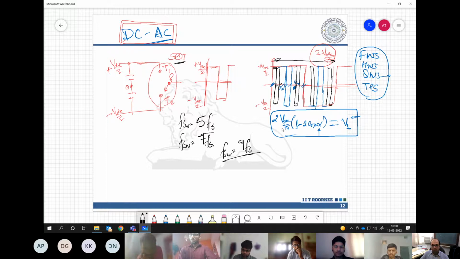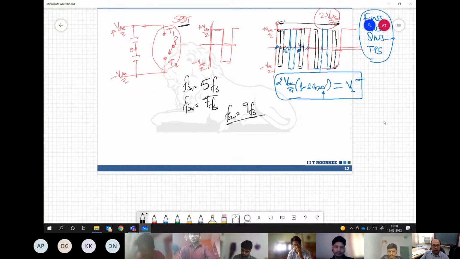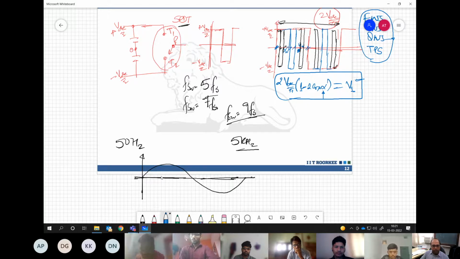But for, let's say, a low power system, we can operate our switch much faster. So if we are talking in terms of a 50 Hertz system, we can operate, let us say, at 5 kilohertz. Then there is no need to go by this method. Then what we tried was to realize the sinusoidal waveform by approximating it to a staircase waveform.